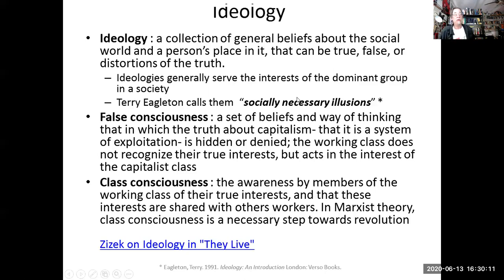Ideology, though, in general, doesn't have to be false consciousness by any means. It's just a set of ideas that may or may not be true, but it kind of naturalizes the world. It makes things as they are seem normal. It's always been that way. That's how it works. Terry Eagleton, a Marxist literary critic, calls ideology a set of socially necessary illusions. They're illusions, but society would not function without them.